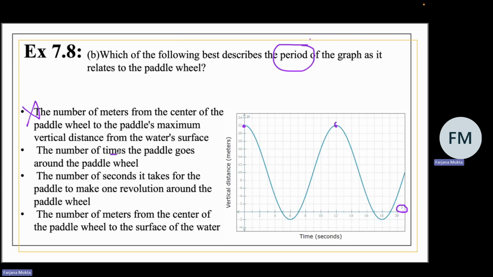Okay, that corresponds to time, but let's go over the other: the number of seconds it takes for the paddle. It does not correspond to the number of times, it corresponds to the number of seconds because we are recording the time in seconds, all right? So the number of seconds it takes for the paddle to make one revolution. The period means one full cycle. So how many seconds does it take for one full revolution? That's what corresponds to the period. That's what describes the period. Okay?